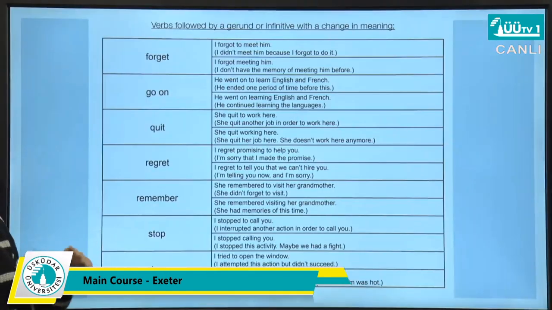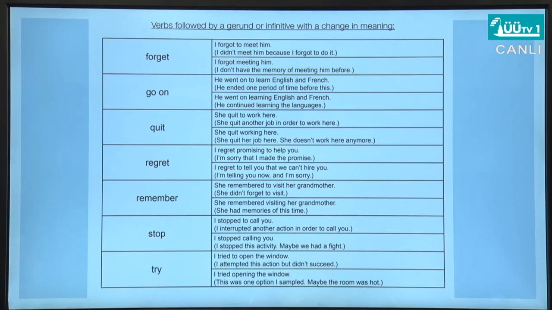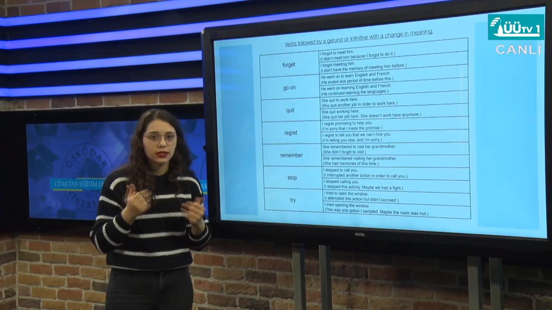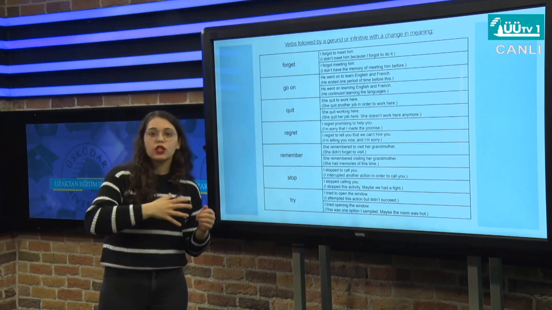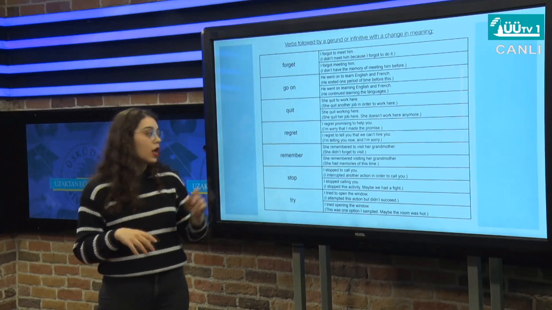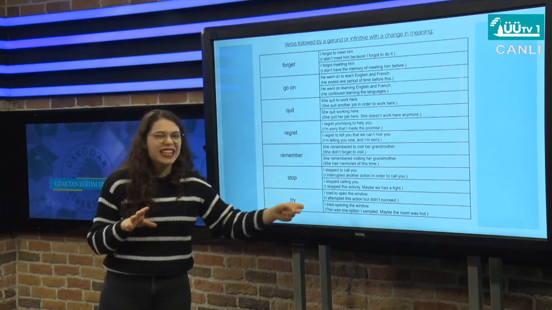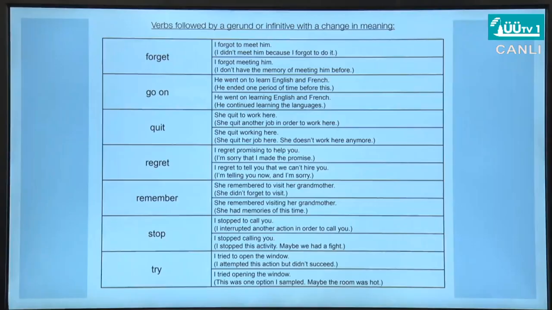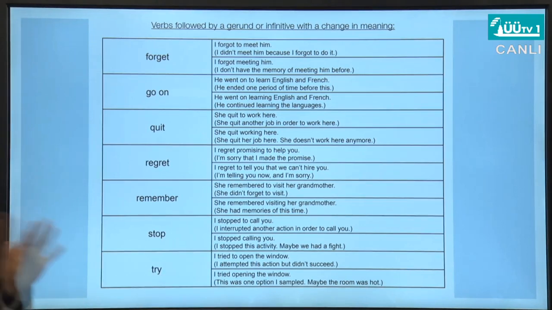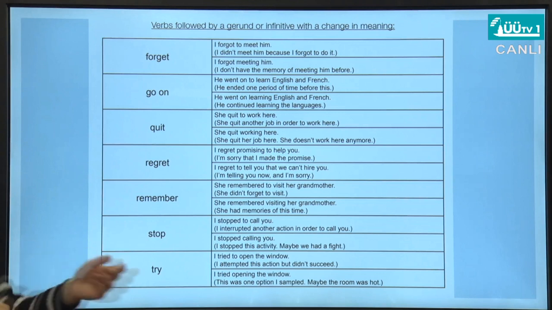And stop. So if you use stop with the infinitive form, I stopped to call you, it tells us that I was doing another job, but in order to call you, I stopped doing it. For example, right now I'm teaching a lesson, right? So I stopped the lesson so that I can call you, like this. But if you use stop with the ing form, I stopped calling you, it tells us that you don't do this activity anymore. You stopped it altogether, and you're not doing it.